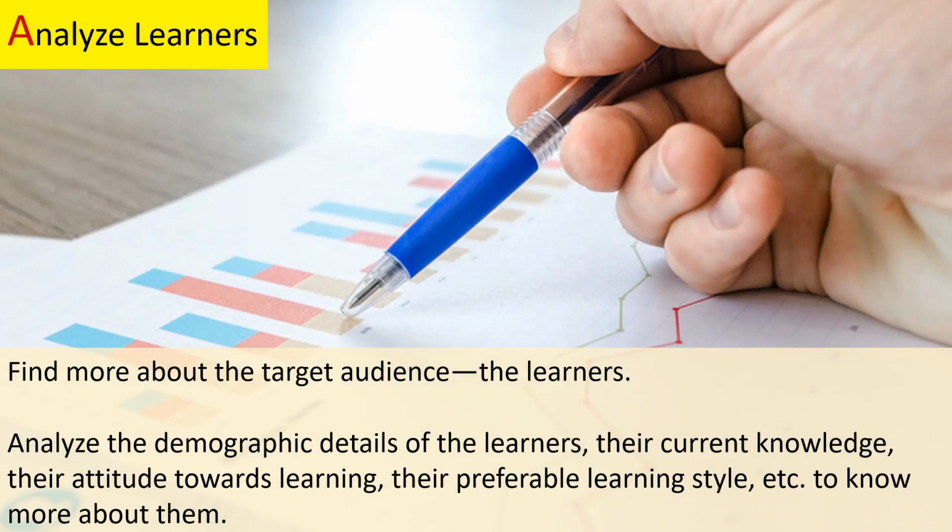The first step, Analyze Learners, talks about finding more about the target audience, the learners. As per this model, learners are an important entity in the learning process and everything revolves around them. Therefore, analyzing the characteristics of the learners should be done before working on the learning strategy. ASSURE model suggests analyzing the demographic details of the learners, their current knowledge, their attitude towards learning, their preferable learning style, etc. to know more about them.